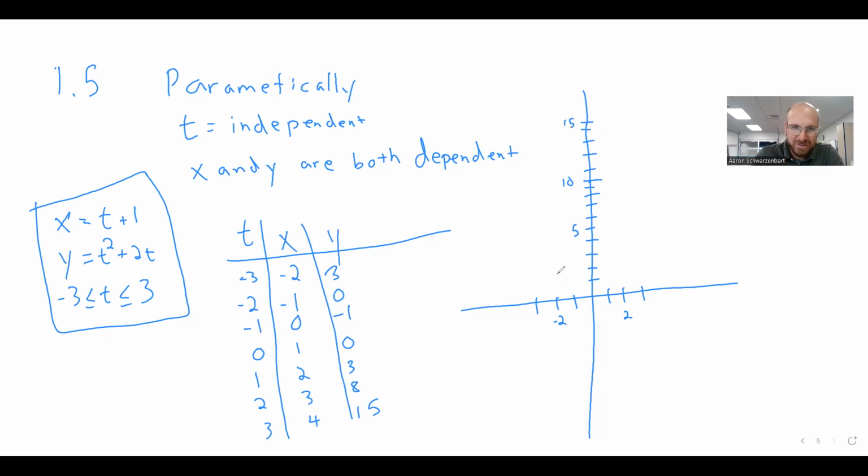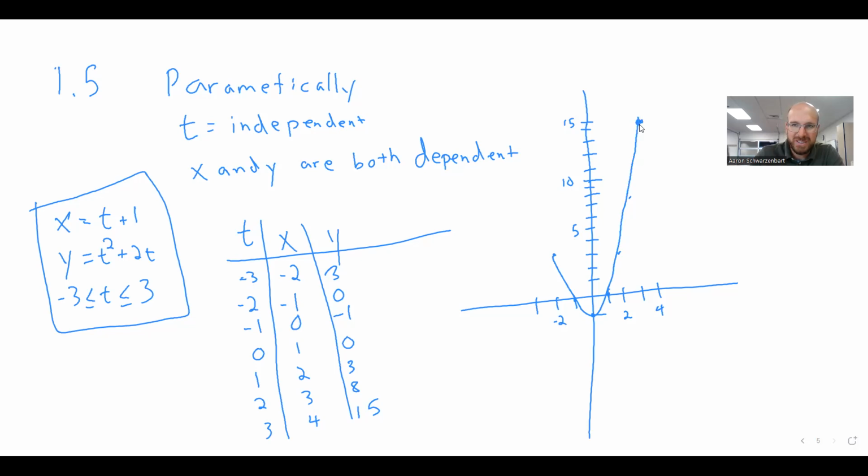So -2, 3. I'm going to need a 4 here too. -1, 0. 0, -1. 1, 0. 2, 3. 3, 8. 4, 15. And my graph looks like a portion of a parabola.